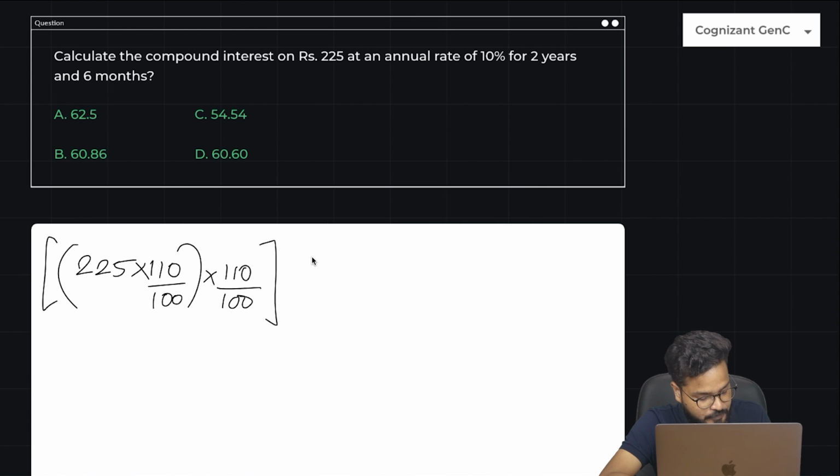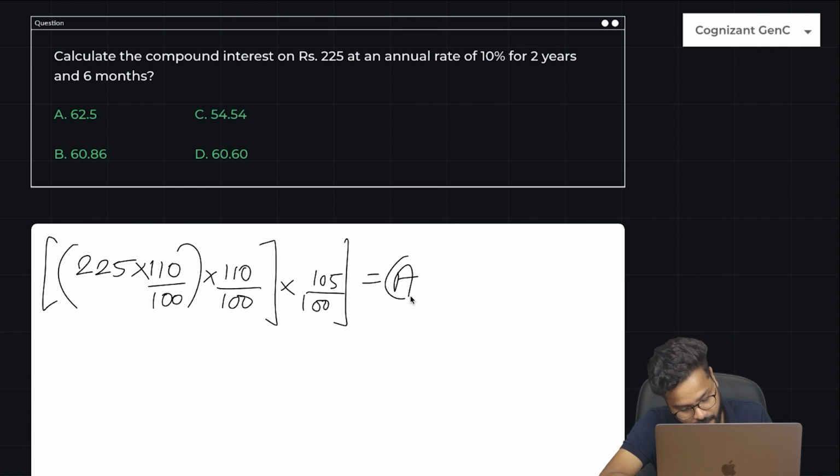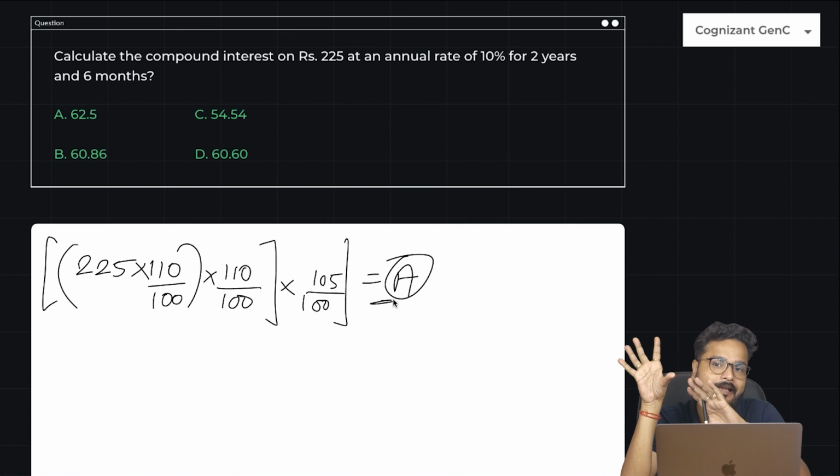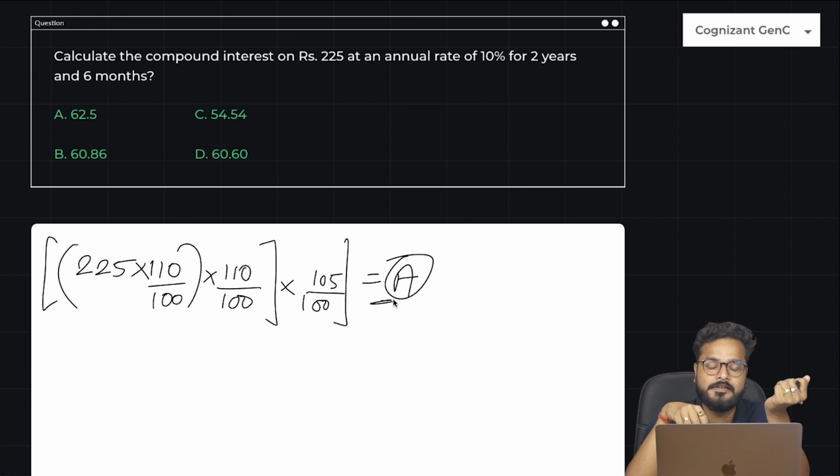So for the next 6 months, the interest would be how much? 105 by 100, right? So this would give me the entire amount from here. So these are the two different ways which sometimes are really very helpful. In compound interest, there is this power nt. If the value is 2 years and 6 months, that would be 5 by 2.